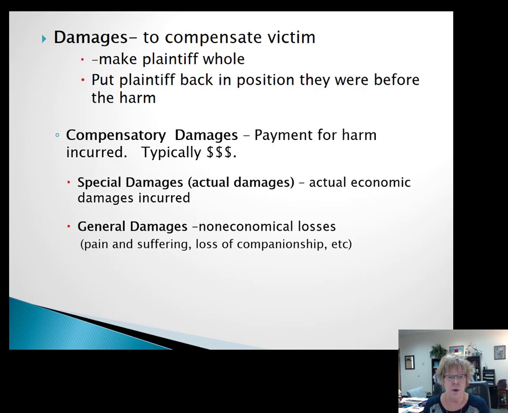That's the basic normal damages that we are looking for in a tort action. And that usually means money. We want the other party who caused the harm to pay us the money for the losses that we incurred because of their actions. And we divide these compensatory damages into two categories. One is, we call them special or actual damages. They're referred to as either one.